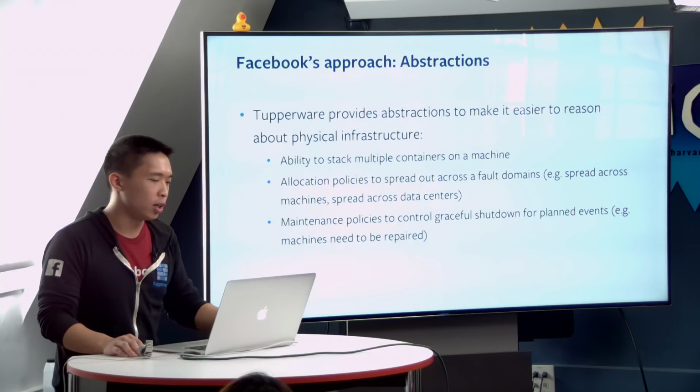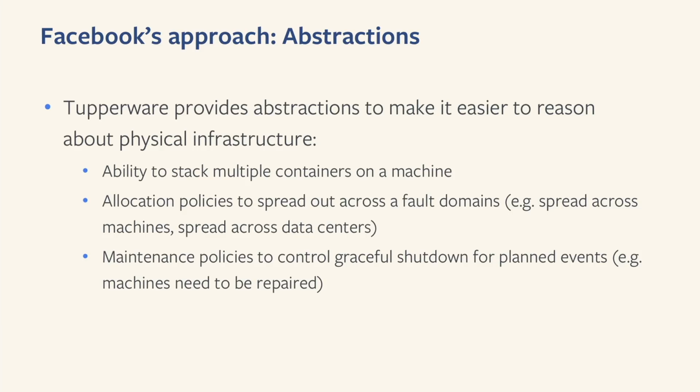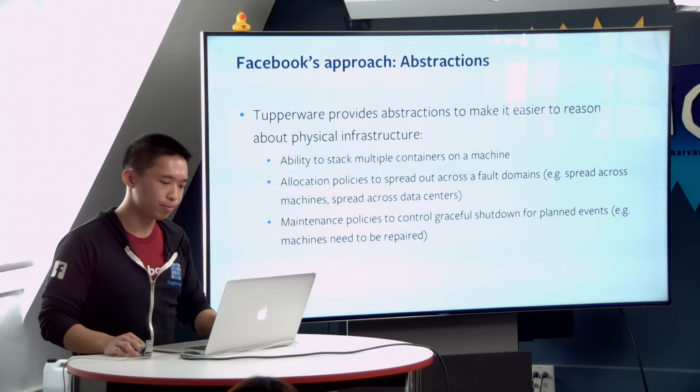And the approach Facebook has taken here is to provide abstractions. We provide abstractions to make it easier for engineers to reason about physical infrastructure. As an example, we can stack multiple containers on a machine, and users don't need to know how that works. We provide abstractions to allow users to say, I want to spread across these fault domains, and then we'll take care of that. They don't need to understand how that actually works. And then we allow engineers to specify policies on how to move containers around in the fleet, and we'll take care of how that actually works. And then we provide them a high-level API for them to do that.